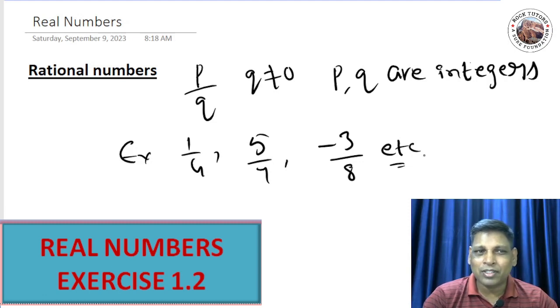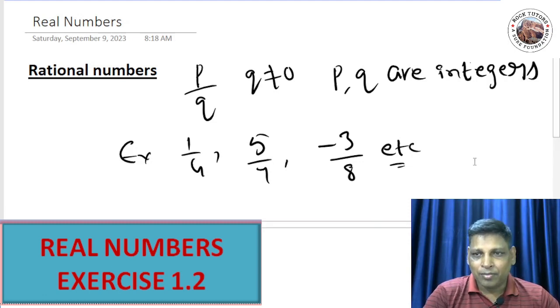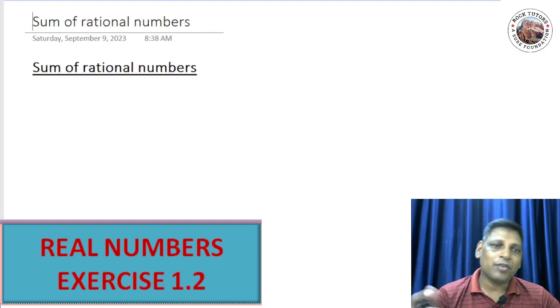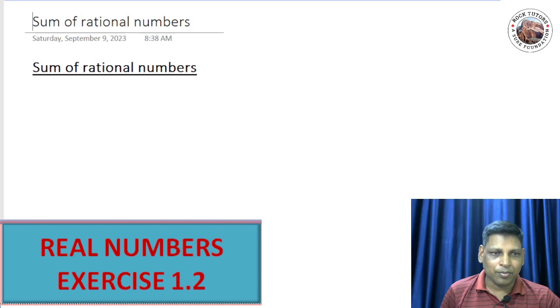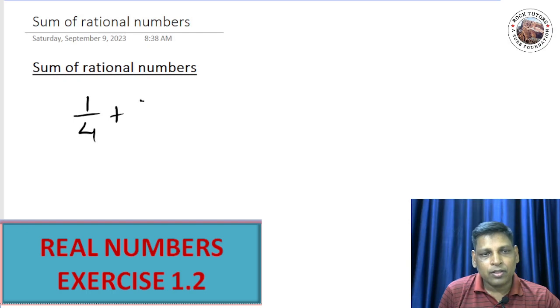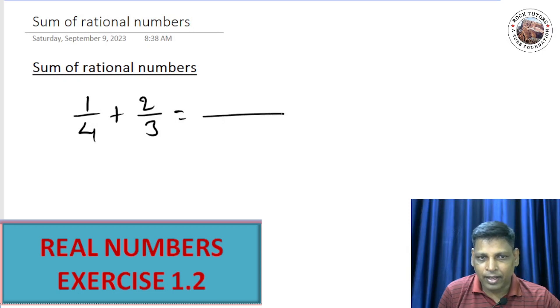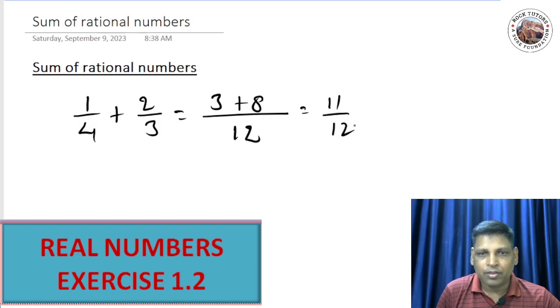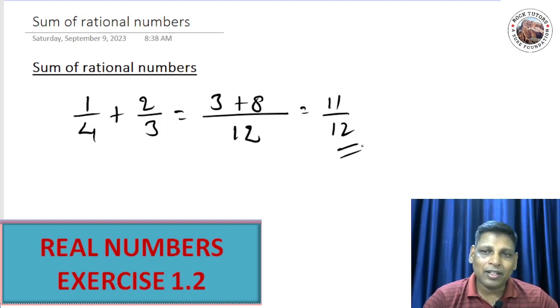And we will see some properties of rational numbers. Sum of rational numbers. Example, I am taking 1 by 4 plus 2 by 3. These two are rational numbers. If I add, 12 is the LCM, and 3 plus 8 is equal to 11 by 12. So 11 by 12 is a rational number. You can say that the sum of rational numbers is a rational number.